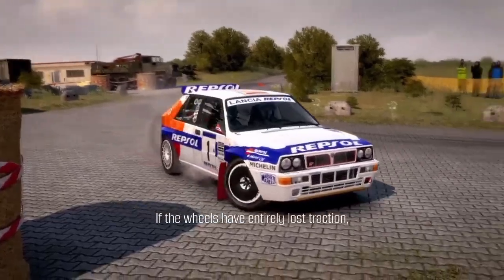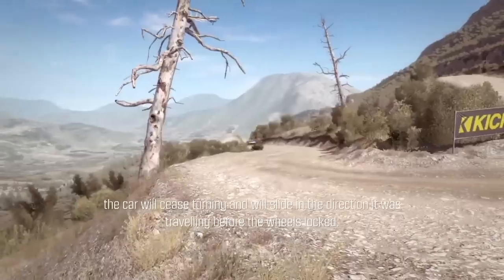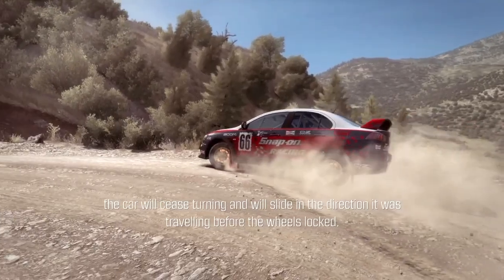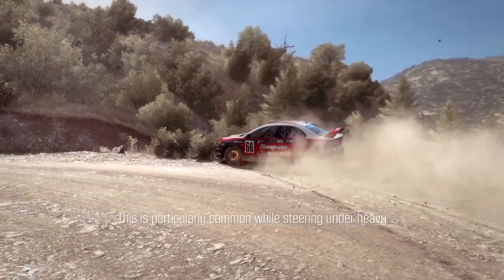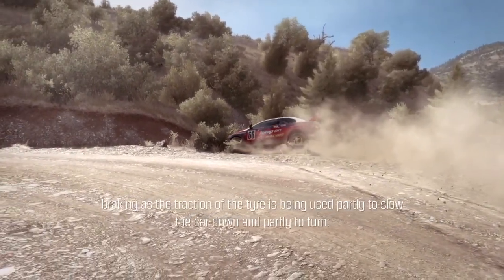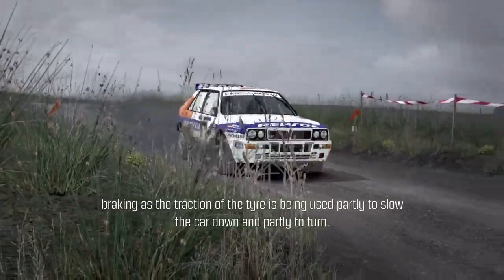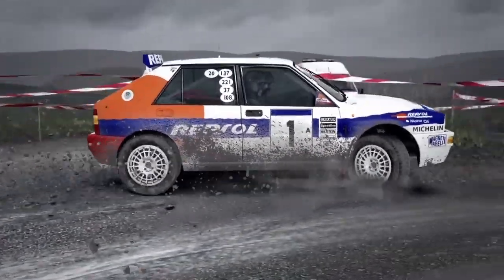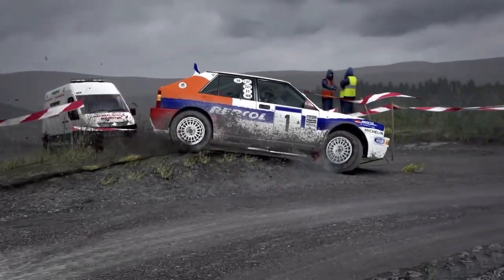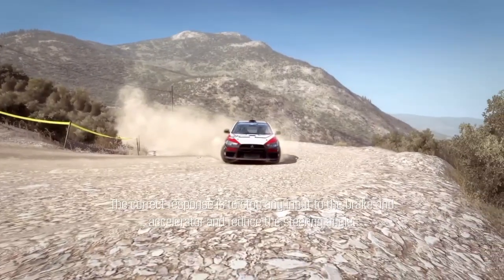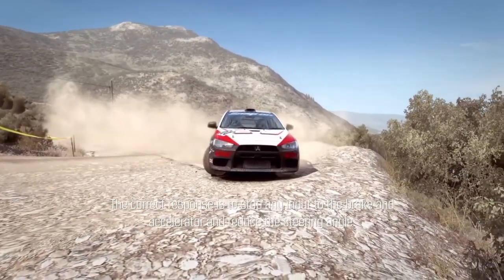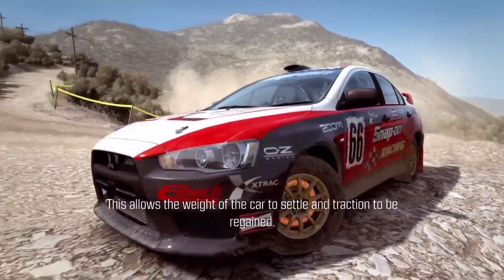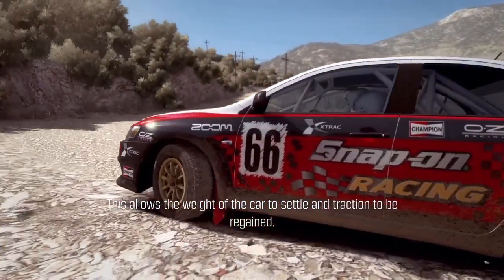If the wheels have entirely lost traction, the car will cease turning and will slide in the direction it was travelling before the wheels locked. This is particularly common while steering under heavy braking, as the traction of the tyre is being used partly to slow the car down and partly to turn. The correct response is to stop any input to the brake and accelerator and reduce the steering angle. This allows the weight of the car to settle and traction to be regained.